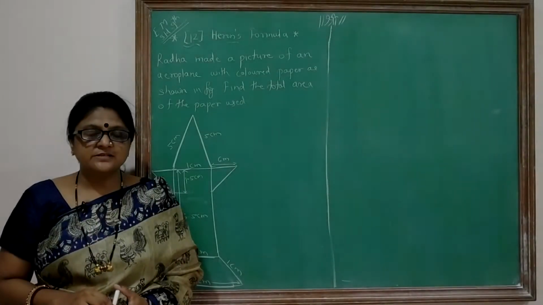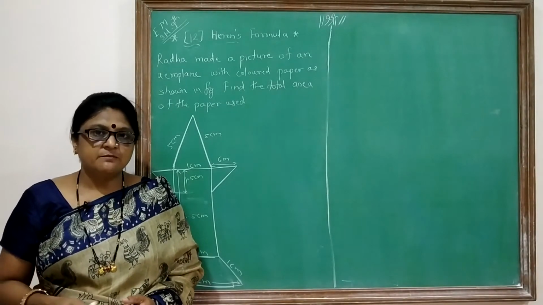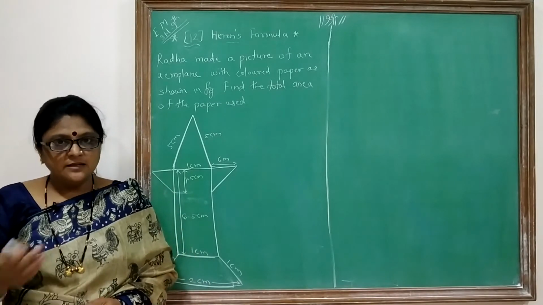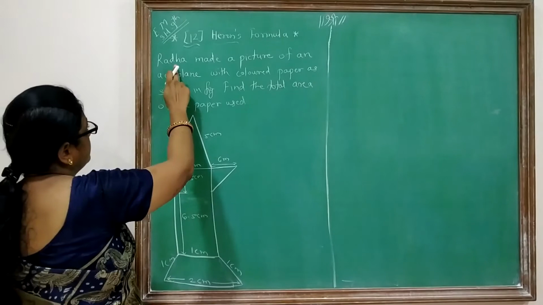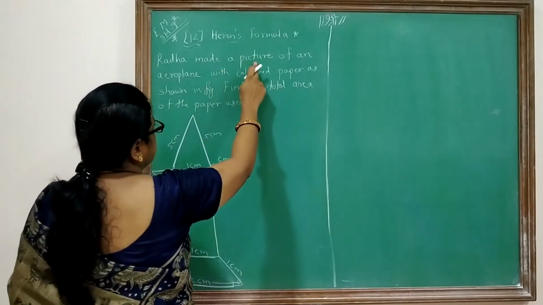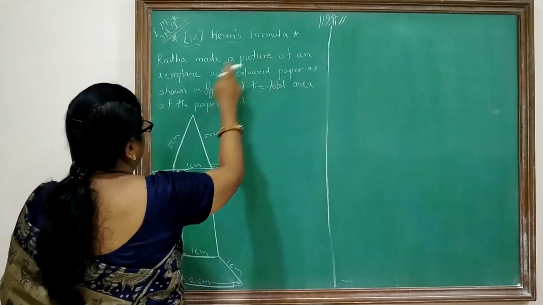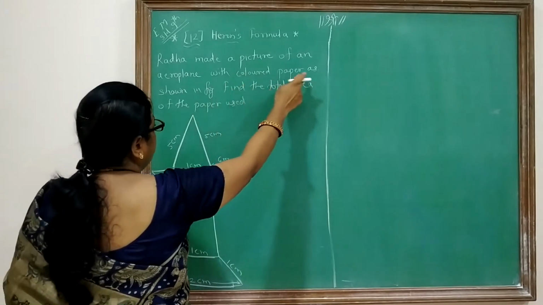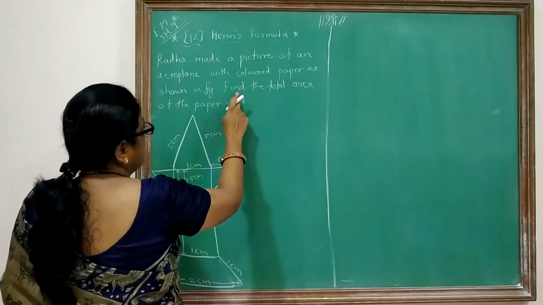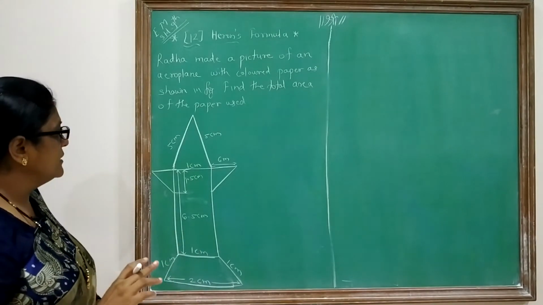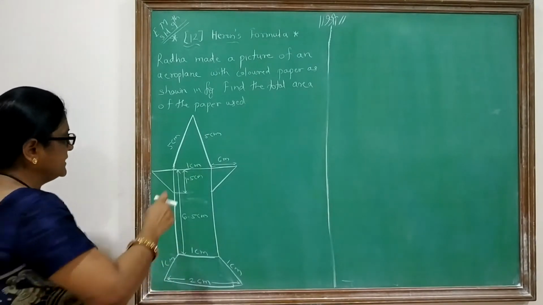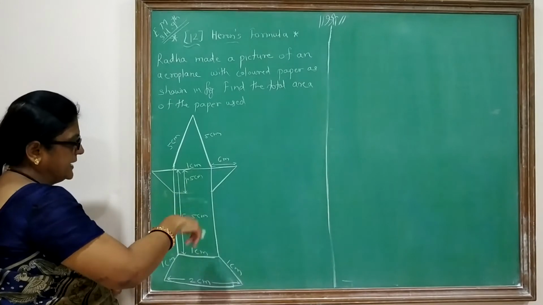Students, in the previous lecture we have seen some examples on Heron's formula, and in this lecture we are going to see the next example. Your next example is: Radha made a picture of an aeroplane with colored paper as shown in the figure. Find the total area of the paper used.